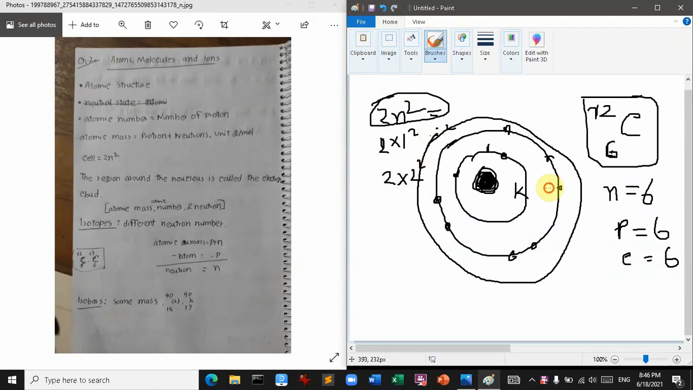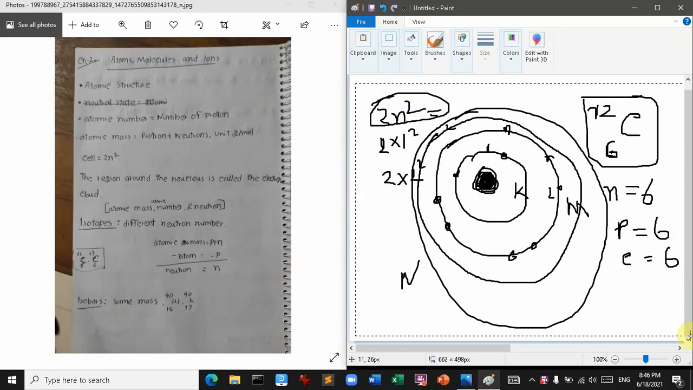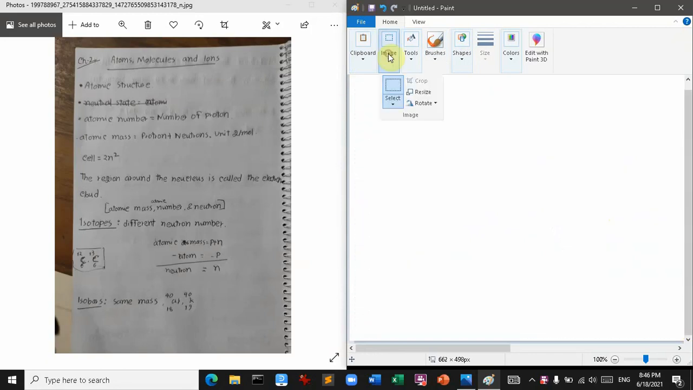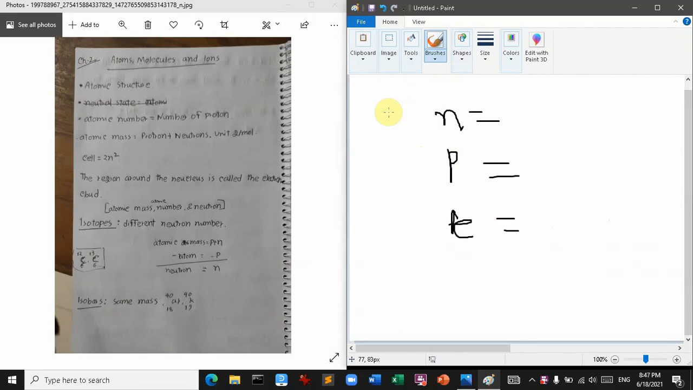The first shell is called K, second L, M, and the last shell is known as N shell. We'll talk about them later in our video. Now, we were talking about the electron or atom. In nature, it is possible that atoms have the same number of neutrons, the same number of protons, or sometimes the same number of electrons as well. These atoms are called isotopes, isobars, or isotones. Let's talk about them one by one.